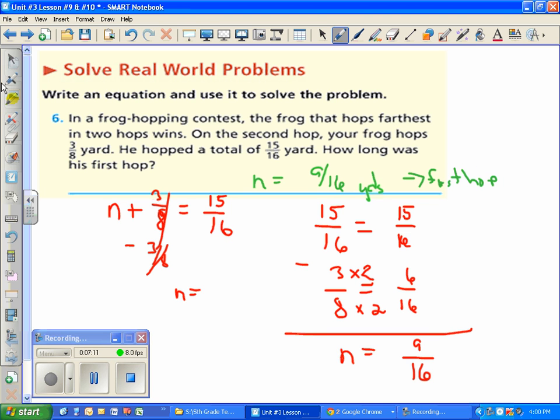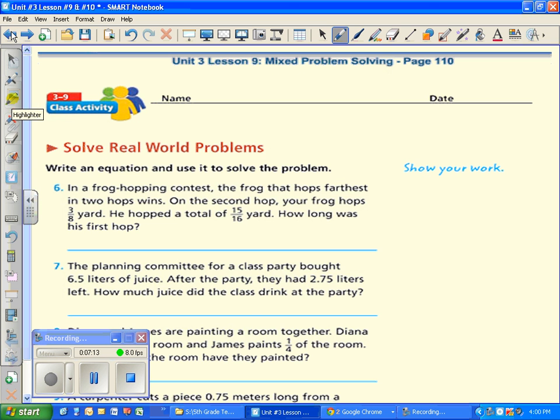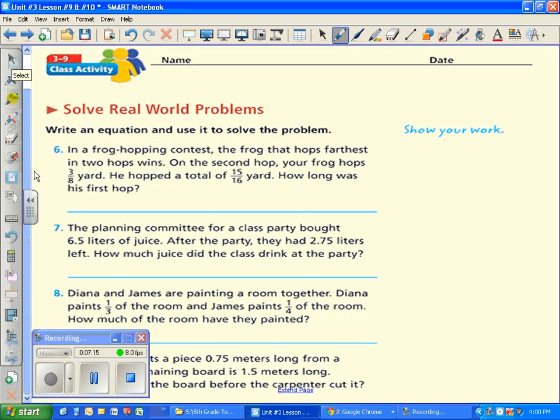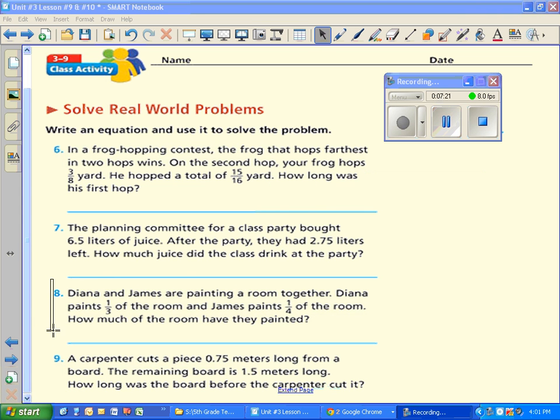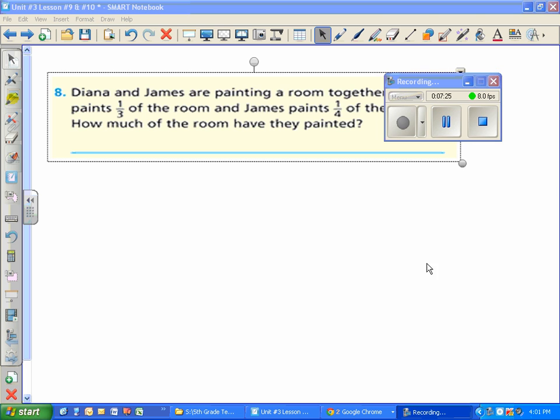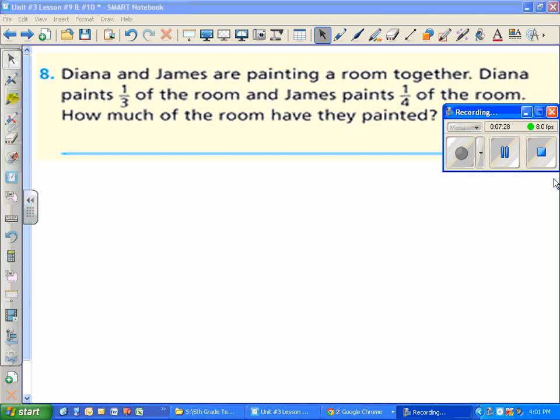Let's jump down to number 8. Let me move this out of the way. Let me isolate number 8 and take a look at it. All right, Diana and James are painting a room together. Diana paints 1/3 of the room and James paints 1/4 of the room. How much of the room have they painted?